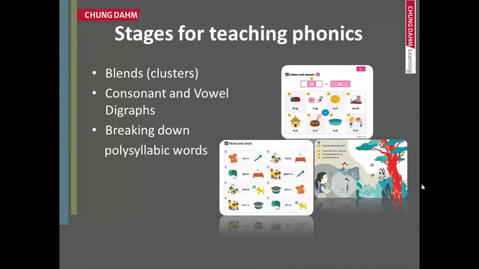After we finish blends, we move on to consonant and vowel digraphs. Now, blends are comprised of two separate sounds. However, digraphs are more than one letter that only make one sound. For example, in the word phone, the first two letters, P and H, actually only make one sound. Now, an example of a vowel digraph would be the EA in the word seat. It only makes one sound, E.